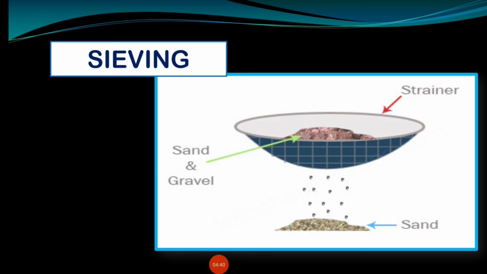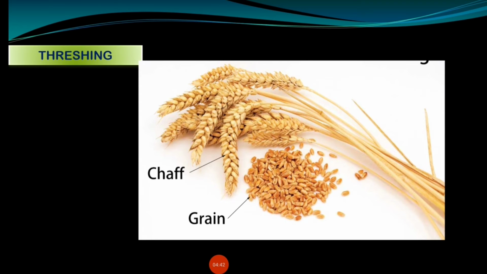Now the next method is threshing. Threshing is the process that is used to separate grains from stalk. This is done after harvesting. Farmers' dried stalks are beaten to separate the grains in a larger farm area. It is done by using different kinds of machines and bullocks.